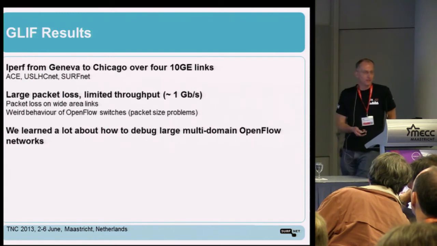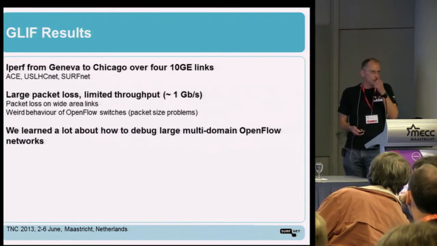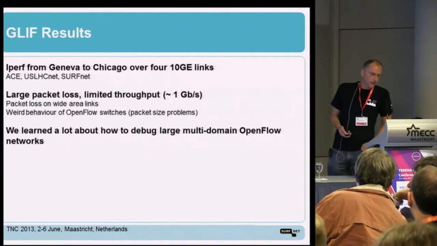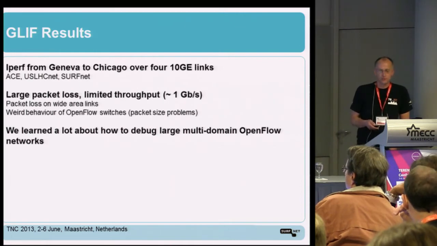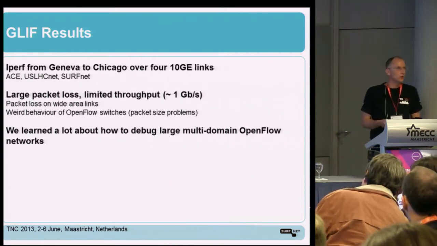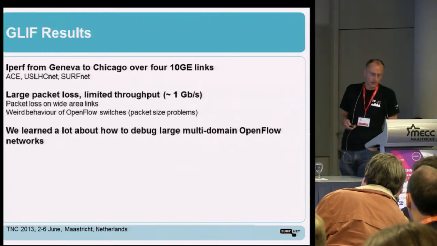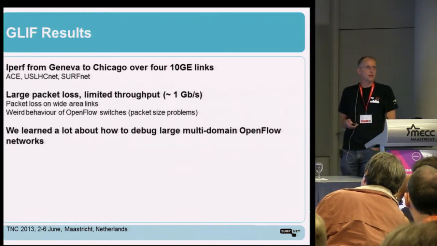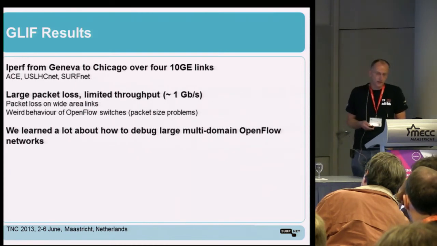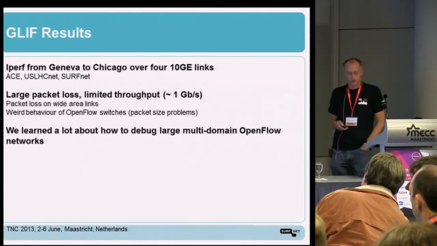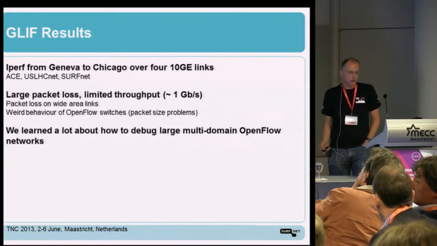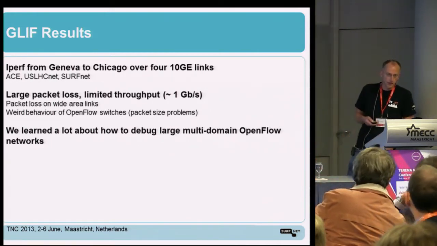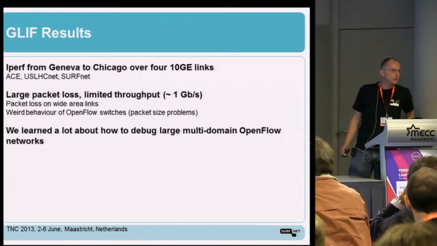Especially the debugging of OpenFlow networks, which is quite different from normal networks. And also because this was a collaboration of 3 different companies, 3 different domains, with time zones that are 6-7 hours apart, that makes debugging quite difficult. And then, of course, you also had the providers of the links, SURFnet, ACE, etc. There was a lot of communication and debugging needed.